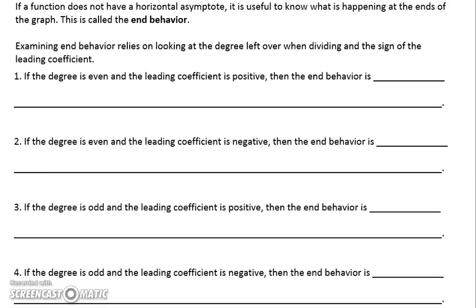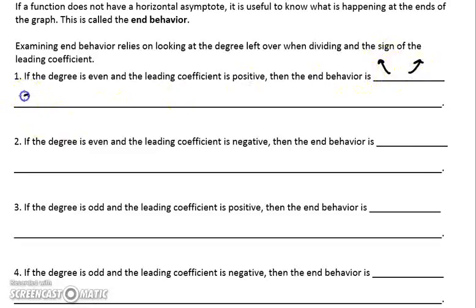So to examine the end behavior, what we want to look at is the degree left over when we divide the biggest degrees of our rational expression, and then look at the sign of the leading coefficient. So if the degree is even, again, this is after we divide, and the leading coefficient is positive, our end behavior is going to look like this. So I don't know what's going to go on in the middle, but I know at the ends I'm going to be going up to infinity each time.